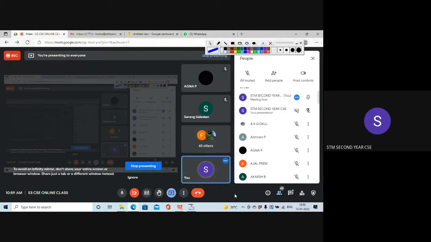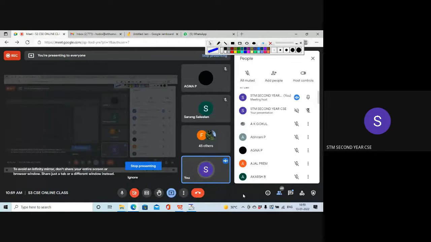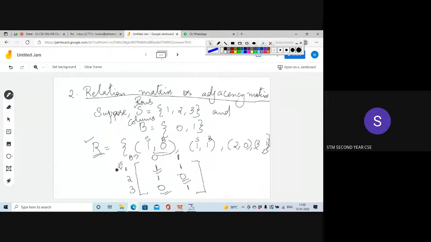Any doubt? How do you represent a relation matrix or adjacency matrix? If you're given two sets, one set will be taken as the rows and the other set will be taken as columns. The elements of the first set will act as rows and the elements of the second set will be taken as columns.